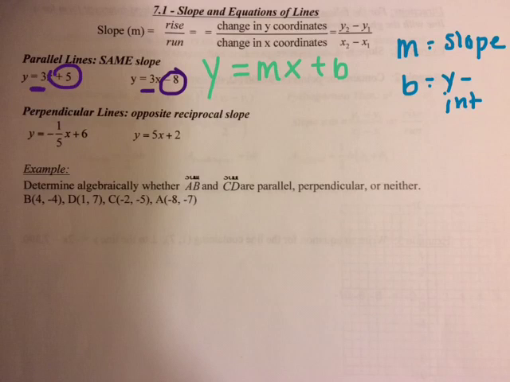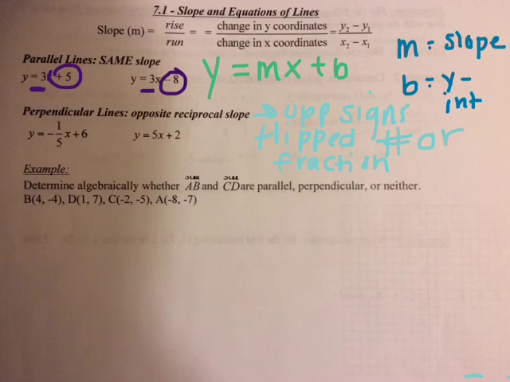Perpendicular lines have opposite reciprocal slopes. This just means that opposite reciprocal means opposite sign and flipped number or fraction. So the signs are different. One's positive, one's negative. And then they're flipped versions of each other. So the number or fraction flips.